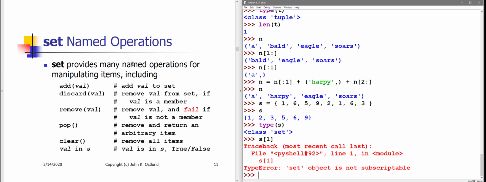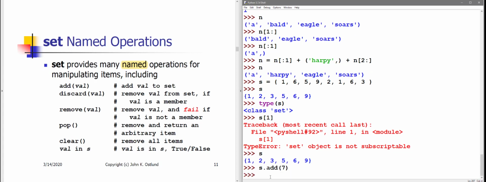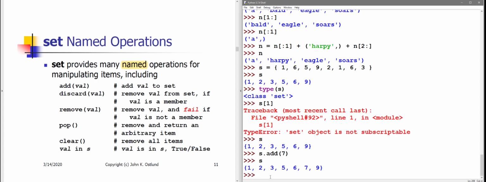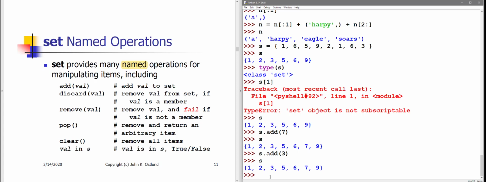What I do have for the set is a collection of named operations that I can do to interact with the set. For example, here's my set S. If I say S.add 7, let's say, now my set has a 7 in it. That still looks suspiciously sorted, but I promise that's an illusion. If I say S.add 3, 3 is already in the set. However, the add function does not complain. It simply does not add 3 a second time to that set.